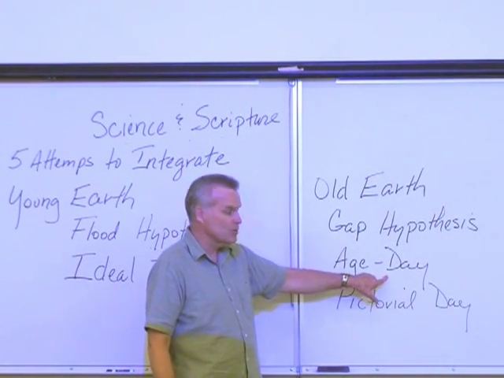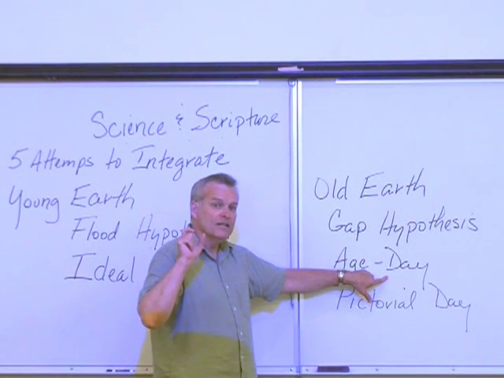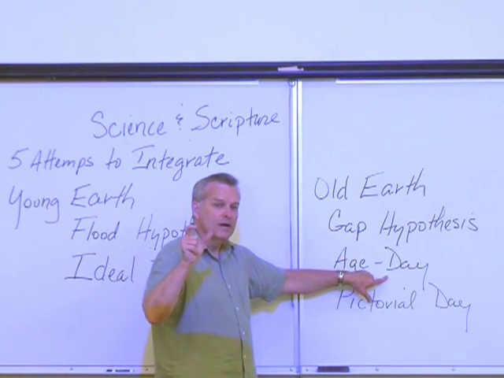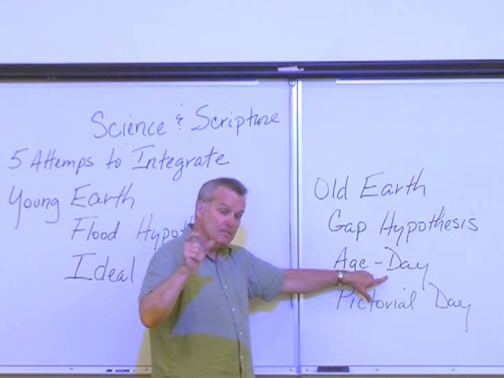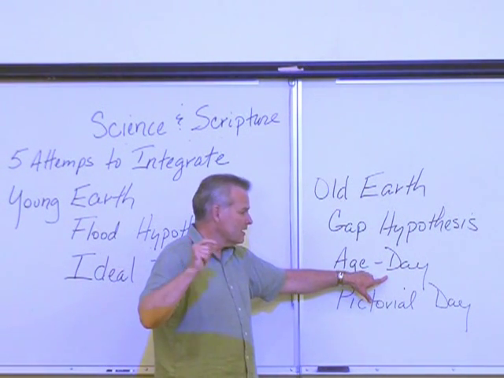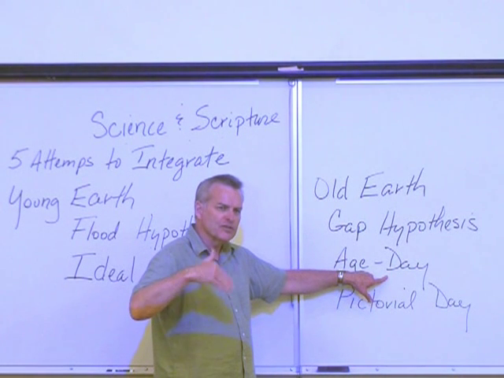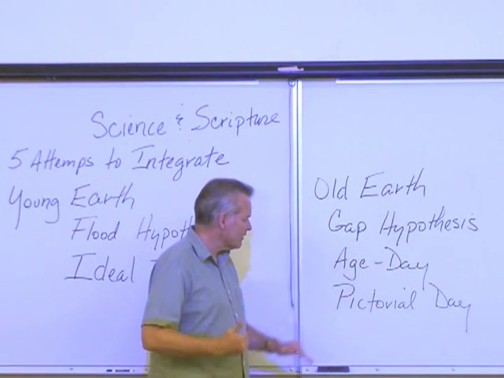The age-day theory focuses on the vocabulary in Genesis 1. Yom, does in every instance it mean a 24-hour day? How could it mean a 24-hour day since the sun isn't created right at the beginning? So that's how that theory thinks.